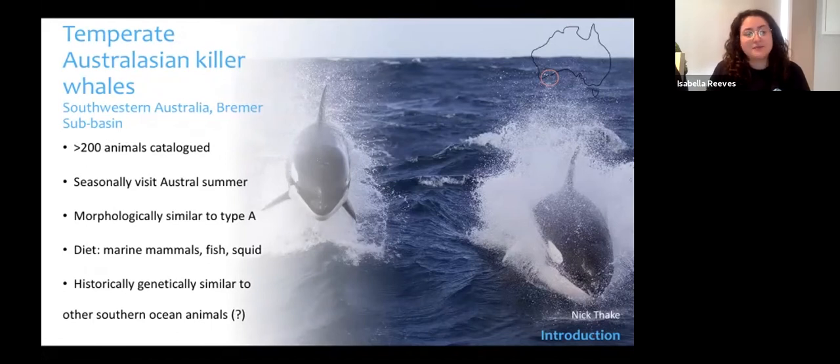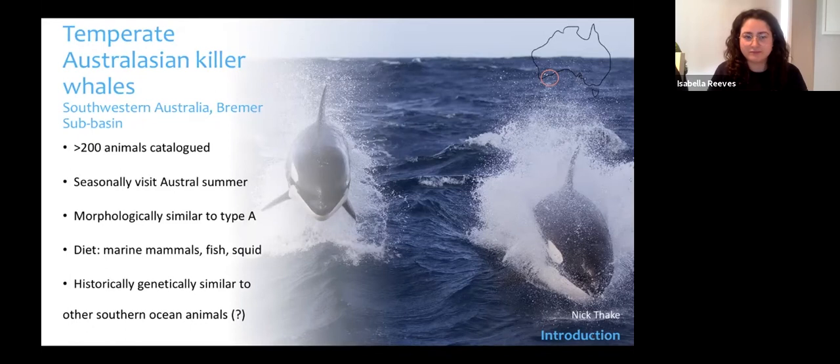At the moment, there's been over 200 killer whales catalogued there, and we do suspect there are a fair few more that we are yet to catalogue and identify ourselves. Seasonally, they visit in austral summer, between January and April. We do have some recent evidence, however, that they might be there longer than we suspect. The issue is that because it's a sub-basin, it's a very, very hard site to work in, even in the best conditions. So it's something we'll hopefully find out more about in the future.